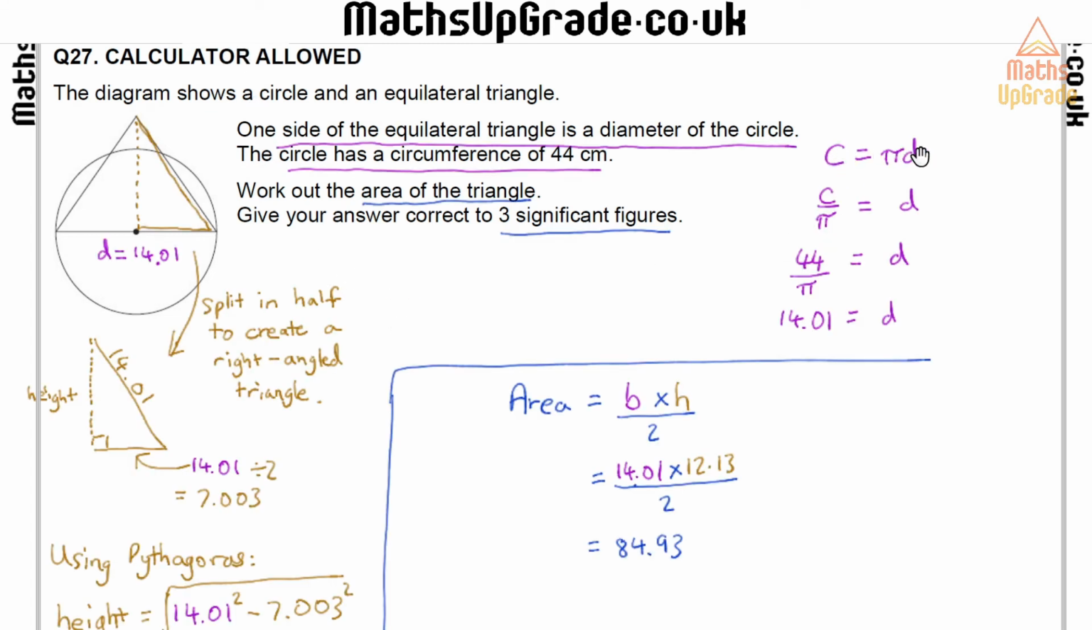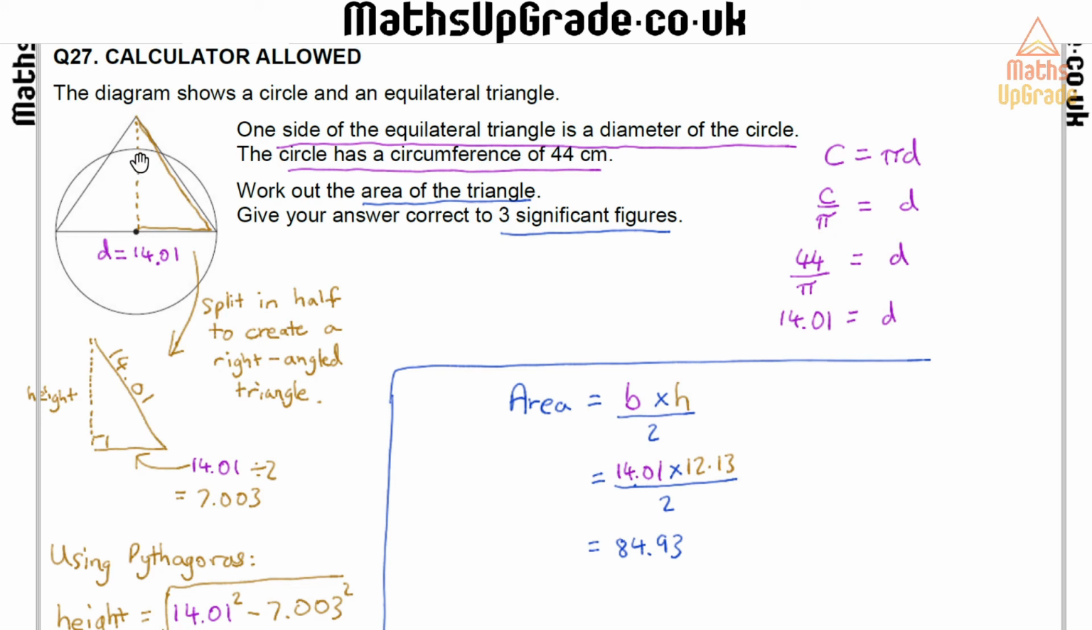So first of all, let's use C equals pi D. Because I'm given the circumference, I need to rearrange this to find the diameter. So let's divide both sides by pi, substitute in the circumference, and that leaves me with a diameter of 14.01.